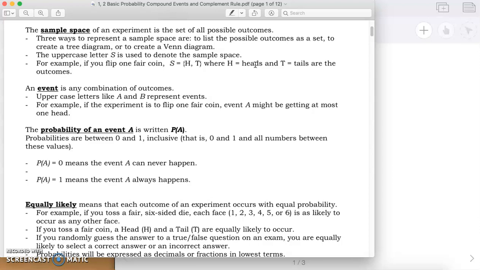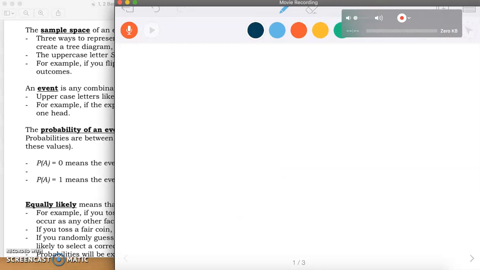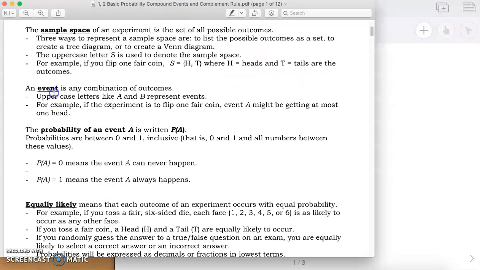Now, one thing to think about is if we were flipping a coin twice, our set would be something more like HH, HT, TH, or TT. Now see that those are all the possible outcomes. An event is any combination of outcomes. Uppercase letters like A and B represent events. For example, if the experiment is to flip one fair coin, event A might be getting at most one head. So that's a different one, where we're talking about the probability of getting at most one head or at least one head.